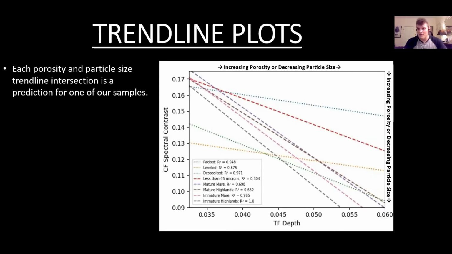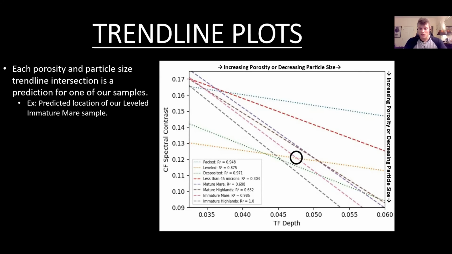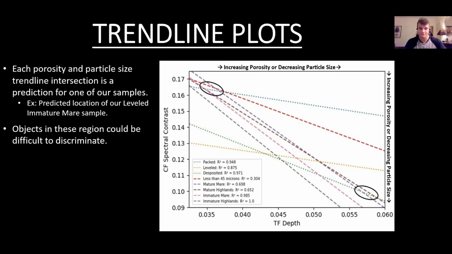So we can still do some other things with these plots. For example, just a little discussion here: an intersection between a dotted line and a dashed line is our prediction for one of our samples. So if you look at the dotted yellow, or orange, line, that is the leveled sample. And if you go to the pink, that's our immature Mare samples. And the intersection of them would be our leveled immature Mare sample. That's our estimate for the model. It doesn't necessarily stand right there, but it will be in that general region.